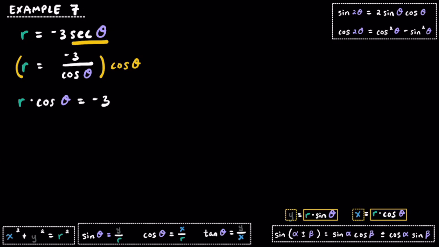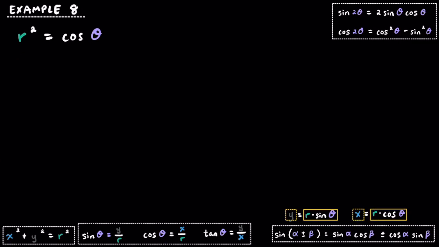Now, this r times cosine of theta, we want to make sure that looks familiar to us. That's right over here, and that's just the same thing as x. So making a substitution, we can say this is going to be x is equal to negative 3. There's our rectangular form.